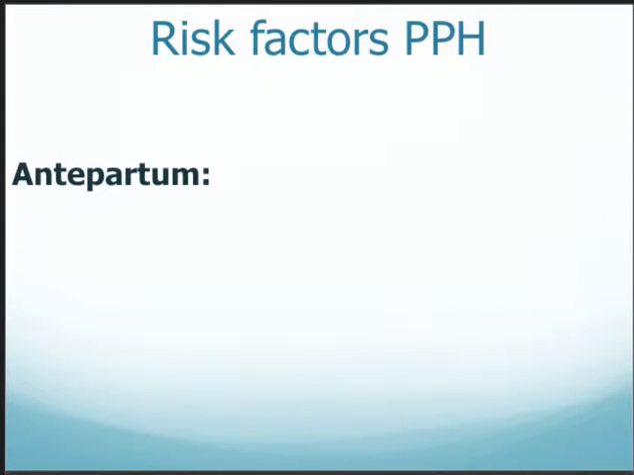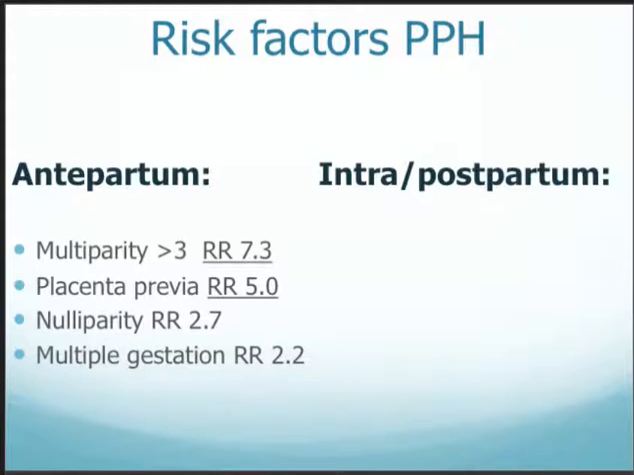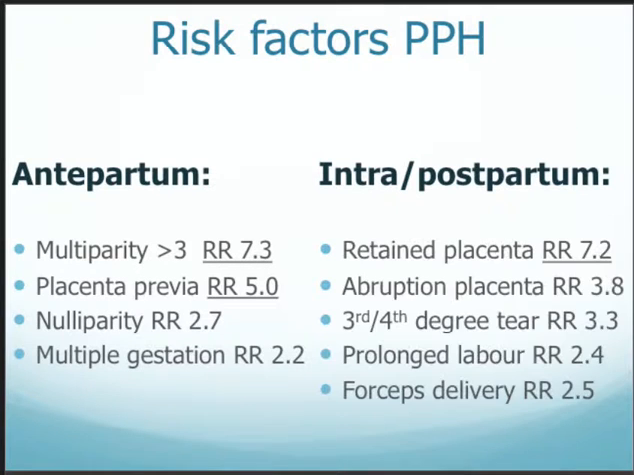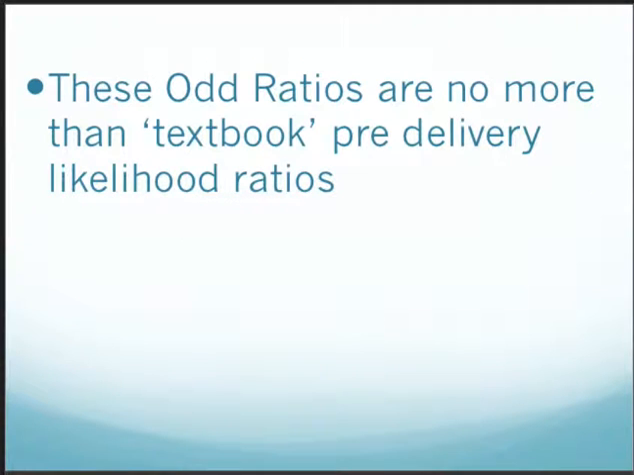Here's another source of risk factors where multiparity gives a higher risk, placenta previa gives a higher risk, and for the intrapartum and postpartum factors it is as well the retained placenta and also the instrumental delivery, prolonged labor. So these odds ratios, as shown in the previous 2 slides, are no more than a textbook pre-delivery likelihood ratio of the risk that a woman will have a postpartum hemorrhage.